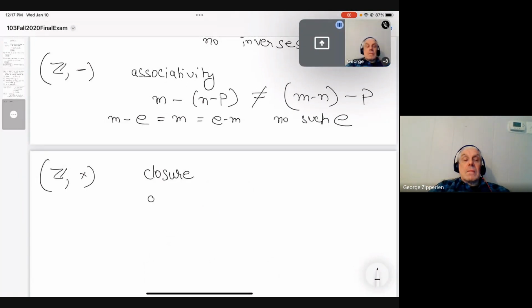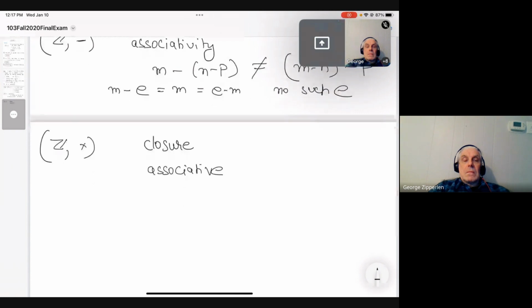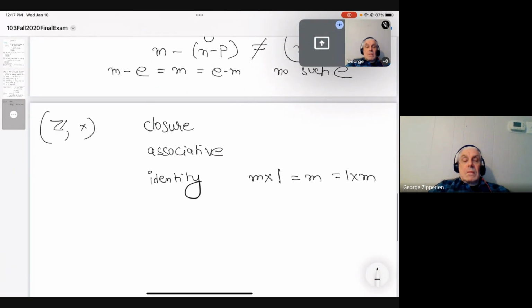This operation is also associative because I don't have to keep track of brackets while multiplying, right? I also have identity, because I take any integer, I can just multiply it with 1 to get back that number itself, right? And it works both ways.